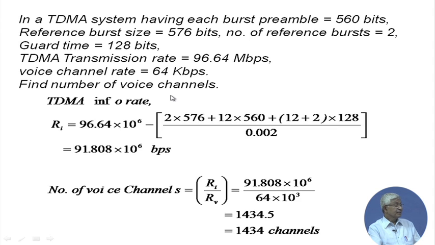How do you proceed? First find the TDMA information rate. The transmission rate is given, so find the information rate based on the expression. It comes out to be 91.8 megabits per second. That divided by the voice channel rate of 64 kilobits gives 1434.5 channels. So, the lower number is to be given, 1434 has to be taken as the number of channels that can be supported.